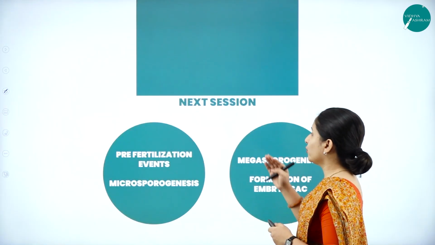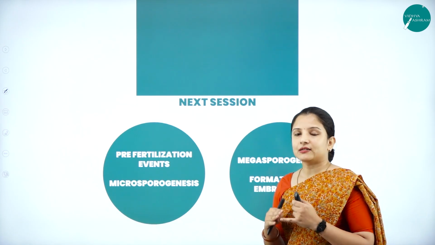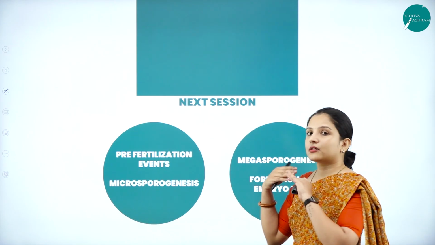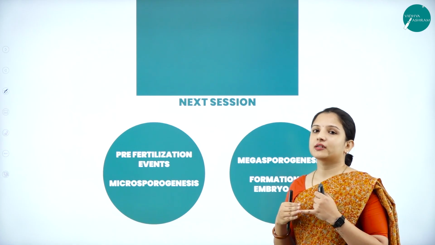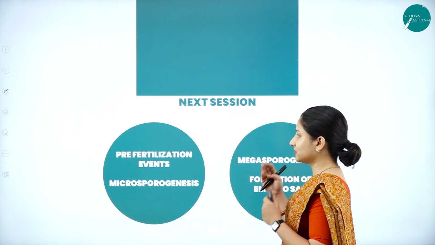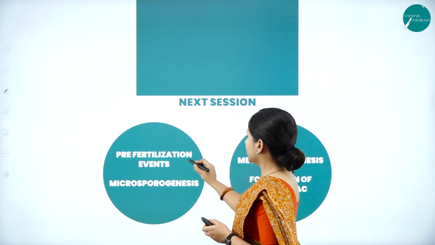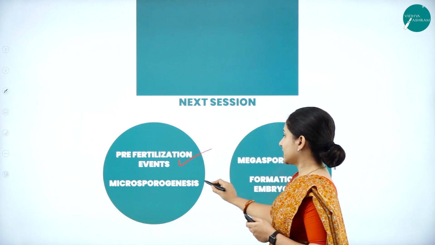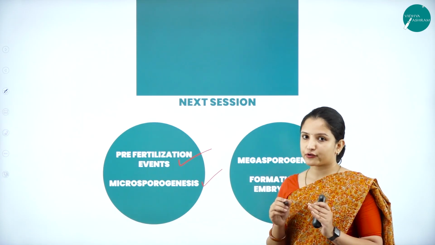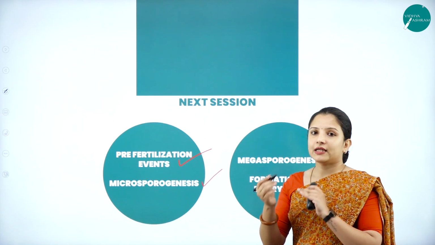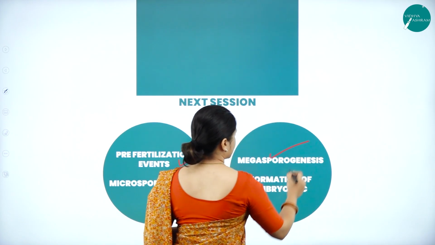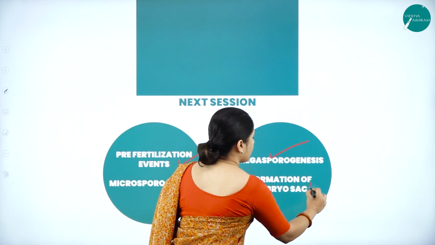So in the next session, we shall study what events occur during the pre-fertilization process, and in the coming sessions, we'll also study the events in double fertilization as well as post-fertilization. In the next session, we will concentrate on the pre-fertilization events, wherein we'll study microsporogenesis. Microsporogenesis is related to the microspores or the pollen grains, which relate to the male gametophyte. And then we'll study megasporogenesis, wherein we'll learn about the formation of the embryo sac.